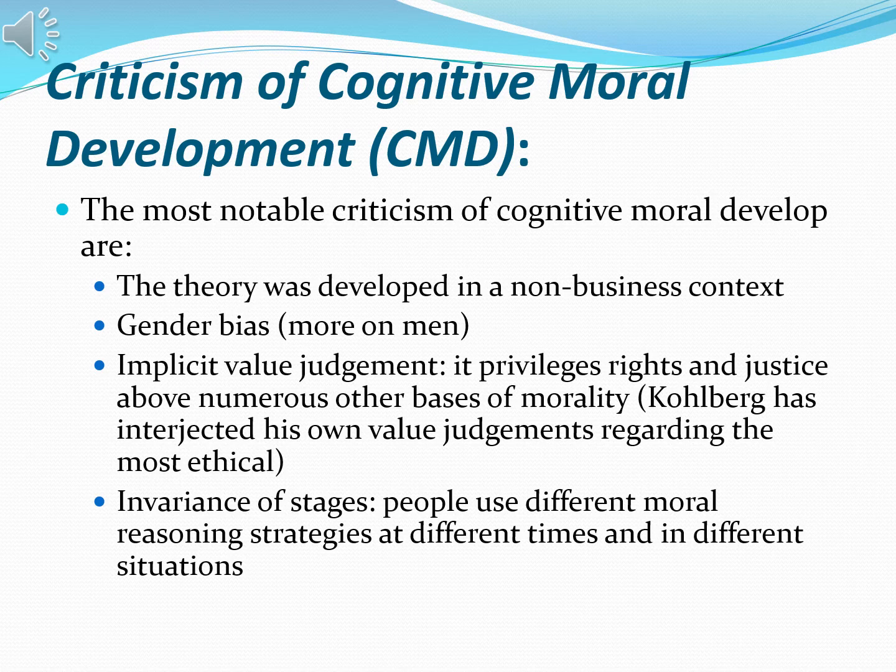And then implicit value judgment means it privileges rights and justice above numerous other bases of morality. So they have considered only rights and justice. They should consider other right principles to make the decision. So these are a few of the criticisms of cognitive moral development. So how cognitive moral development, the way you think, influences your moral or ethical decision making.